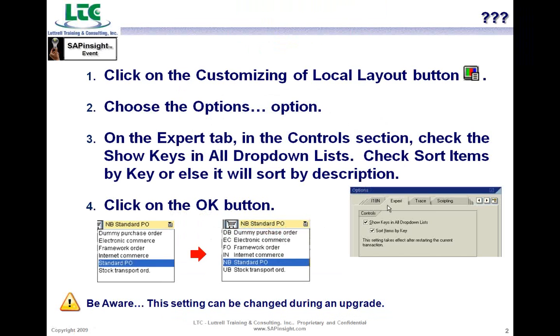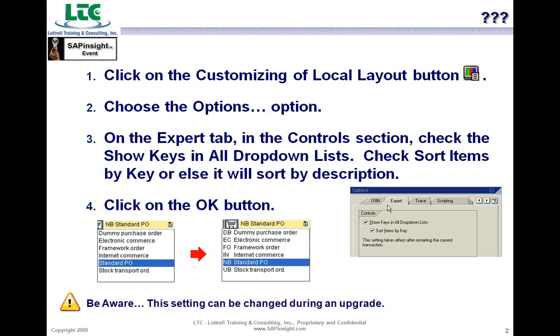Right, first we're going to click on the Customizing of Local Layout button in SAP. It's on the standard toolbar to the far right. We'll choose the Options option, and then on the Expert tab in the Control section of that tab, we'll check on the Show Keys and All drop-down list checkbox, and you can also check the Sort Items by Key. If you don't do that, it will sort it by description, so whichever works for you, and that's noted in this screenshot you see on the slide.